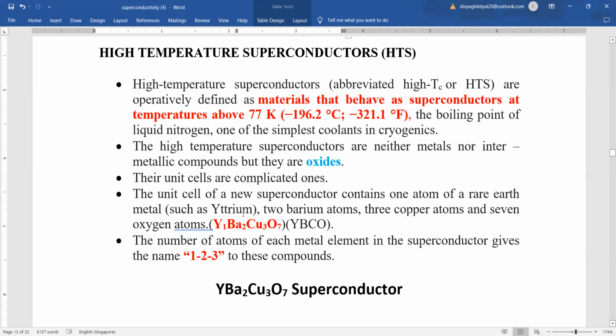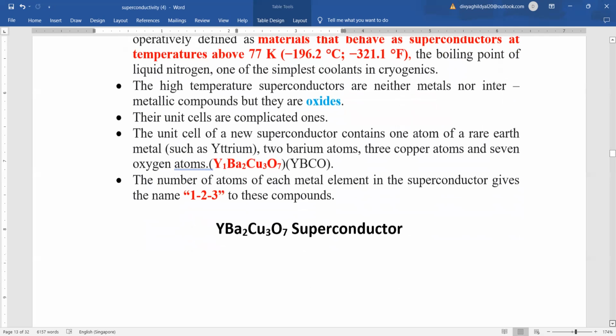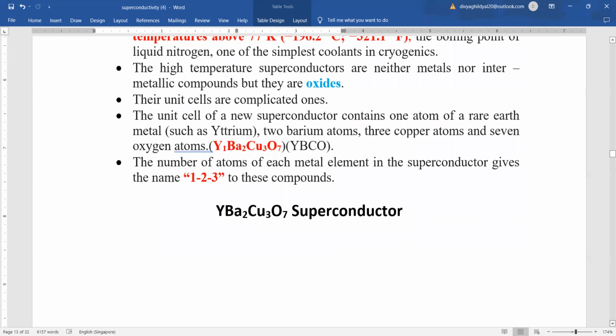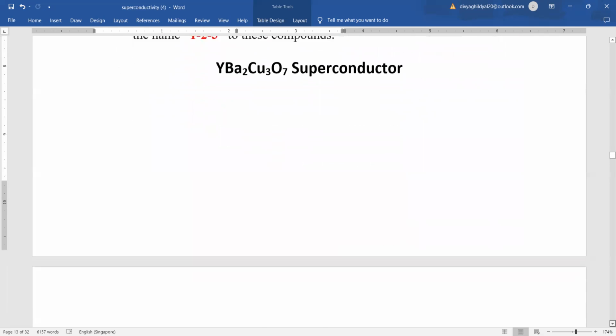So yttrium, barium, and copper. You can see the subscripts here as 1, 2, 3. The number of atoms of each metal element in the superconductor gives the name 1, 2, 3 to these compounds. The most common example is the yttrium, barium, copper superconductor.